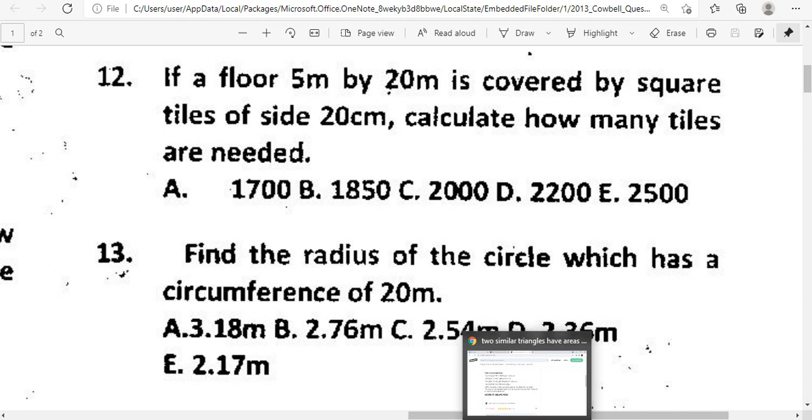What's the area of the floor? Please give me the right unit. 100 meters square. You are told the length and the breadth of the floor, so you multiply those two and you get the area of the floor, right? Yes. What's the area of the tile?